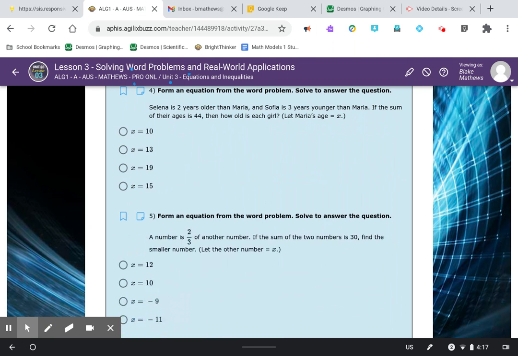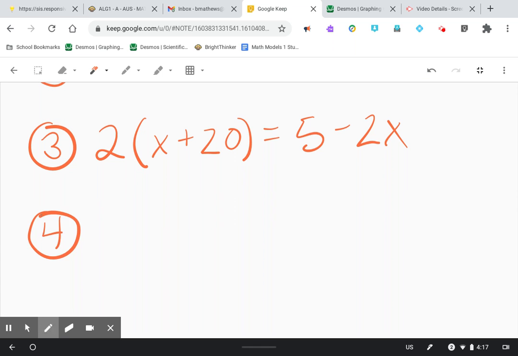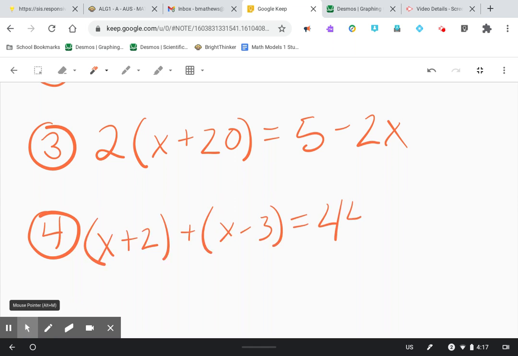Selena is 2 years older than Maria, and Sophia is 3 years younger than Maria. If the sum of their ages is 44, how old is each girl? So we have Selena, who is x plus 2, and we have Sophia, who is x minus 3, and their ages add up to 44. So it's going to be x plus 2 plus x minus 3 equals 44.